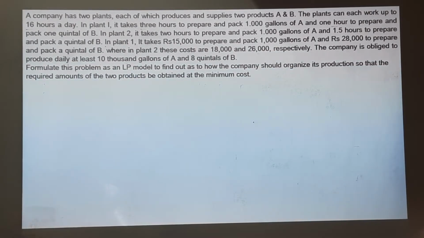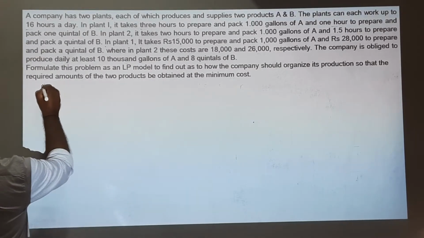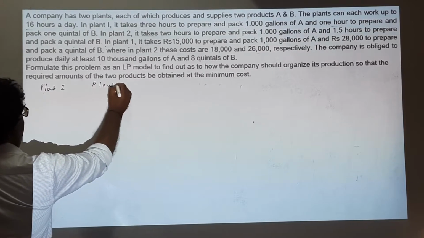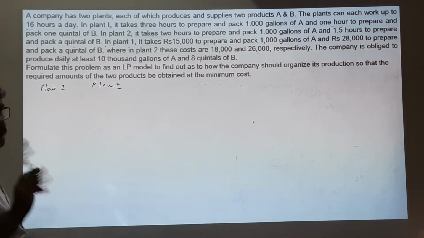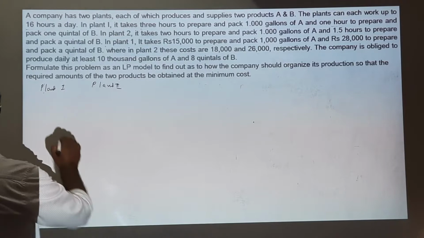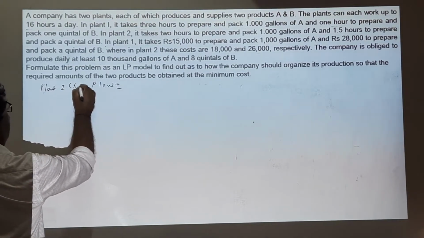So in this problem, there are 3 points you need to remember. One is there are two plants, plant 1 and plant 2. Plant 1 gives two outputs, A and B, and plant 2 also gives two outputs, A and B. We do not know exactly how much is the output of plant 1 and how much is the output of plant 2, so we require variables for plant 1, x1 and x2.